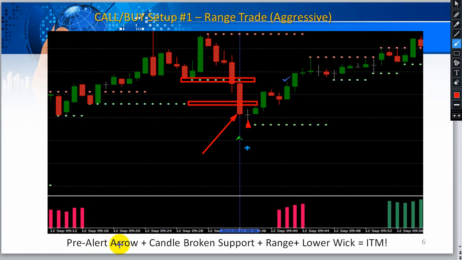So here, the pre-alert candle has broken support. We have a range according to the histogram. There's no histogram, that means there's a range, and we have a lower wick. There's a wick here, meaning price did not actually become very strong towards the end of it. An ITM for you. Now the reverse is also the case if you wanted to do puts. The reverse is true for puts.